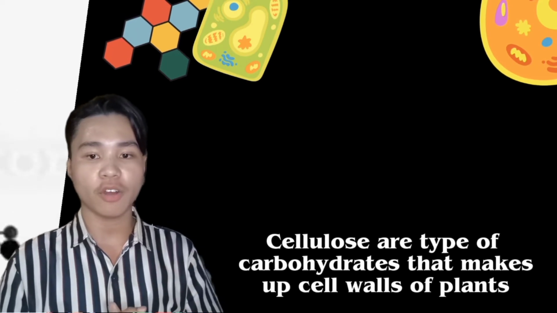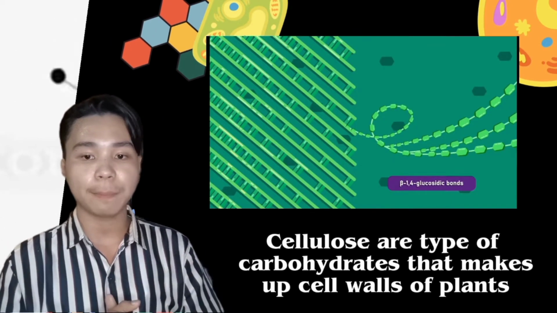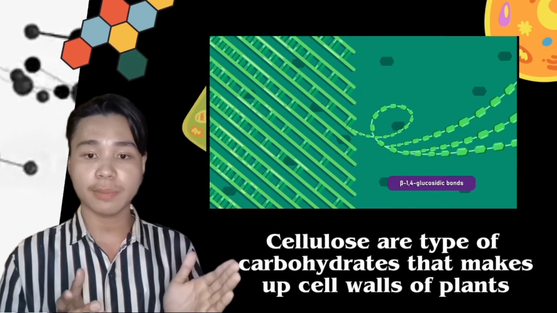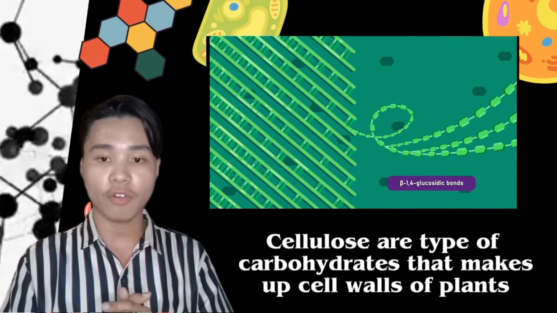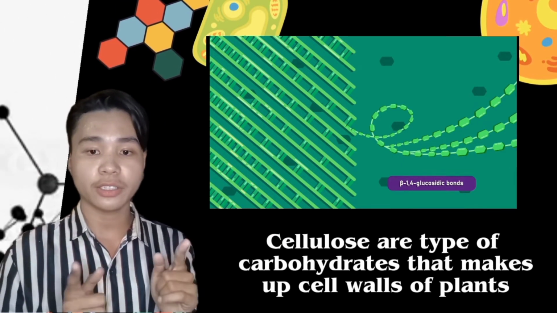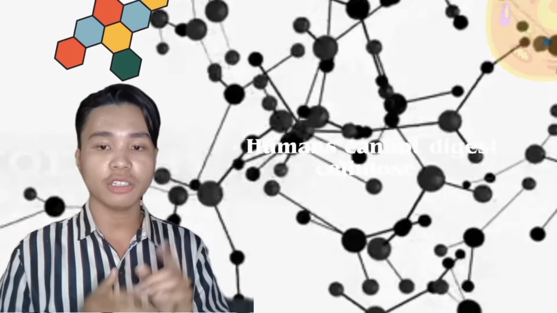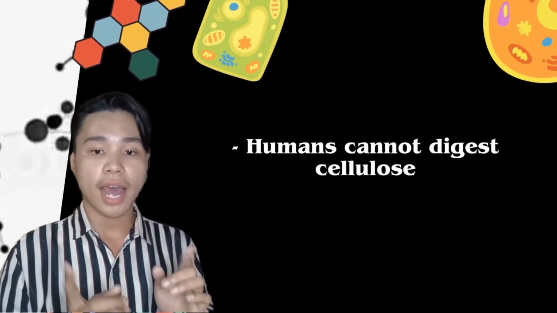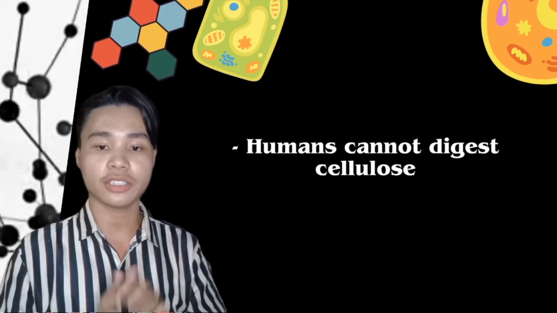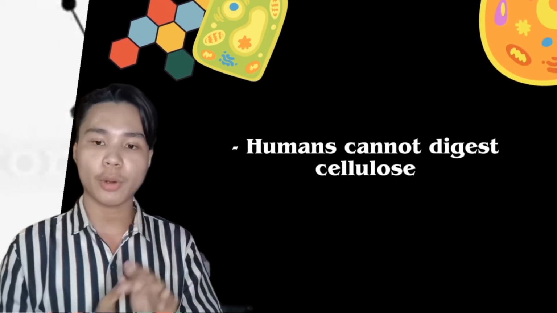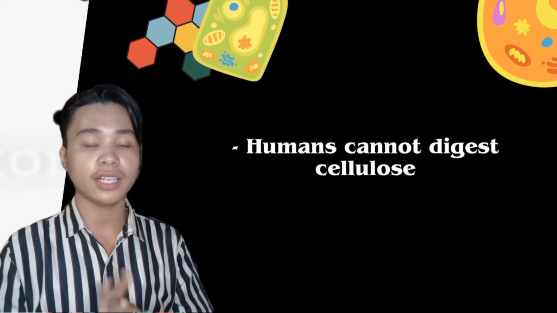Cellulose is a type of carbohydrate that makes up cell walls of plants, and it is similar to starch as it consists of glucose units linked together to form straight chains. Humans cannot digest cellulose, but it forms the bulk of undigested matter, usually consisting of fiber. This fiber is important to the proper functioning of the large intestine.